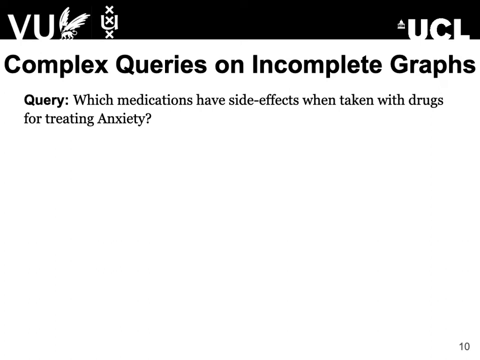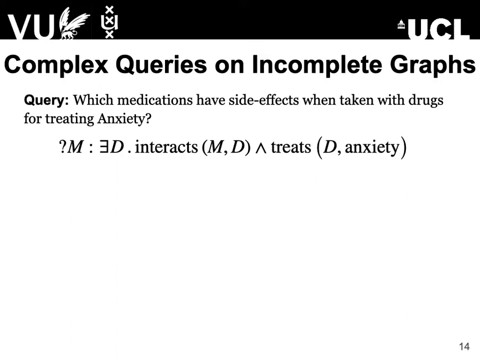Now, consider the problem of answering complex queries on incomplete knowledge graphs. Here we have a query: which medications have side effects when taken with drugs for treating anxiety? And we want to have a list of medications that answer our query. This query can be formalized in logic form, and it reads as follows. Find M, where M is a variable, such that there is a D, which is also a variable, such that M interacts with D, and D treats anxiety. Note that this is just an example, and our method supports arbitrarily complex logic queries with conjunctions and disjunctions.